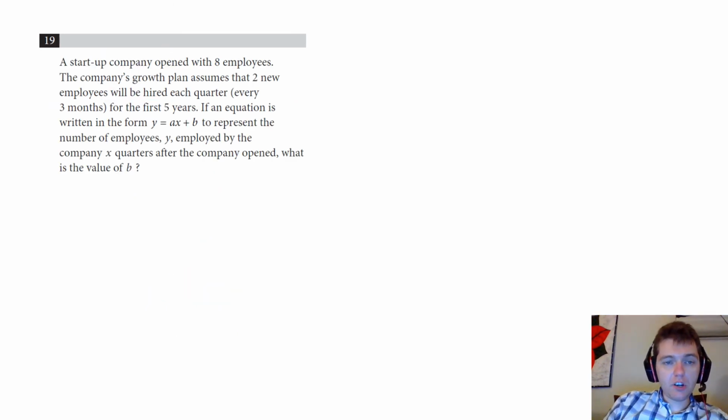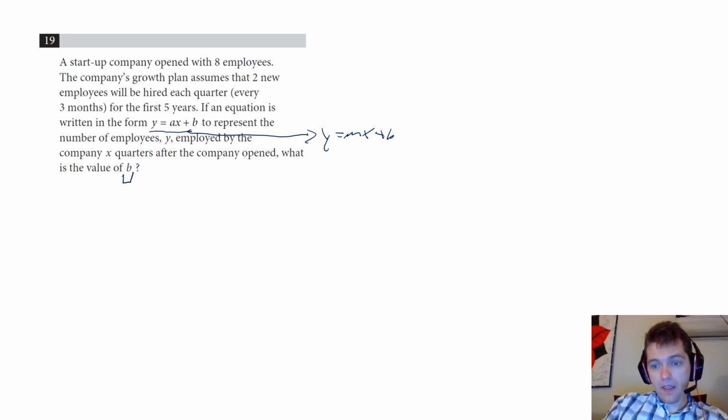Problem 19, a startup company opened with 8 employees. The company's growth plan assumes that 2 new employees will be hired each quarter for the first 5 years. If an equation is written in the form y is equal to ax plus b, you might be more familiar with seeing this as y is equal to mx plus b. You're just saying the slope-intercept form of the line. To represent the number of employees y employed by the company x quarters after the company opened, what is the value of b? So what they're asking for is the intercept. What is the initial condition?